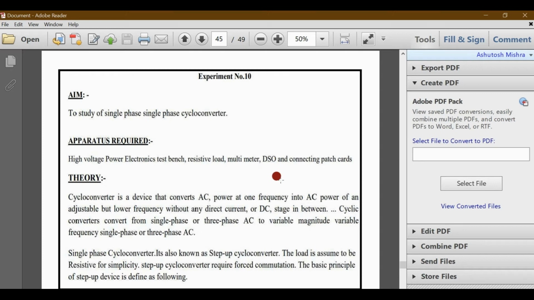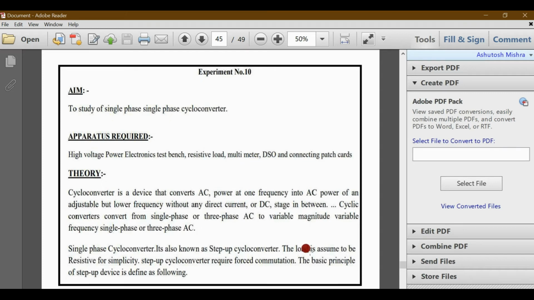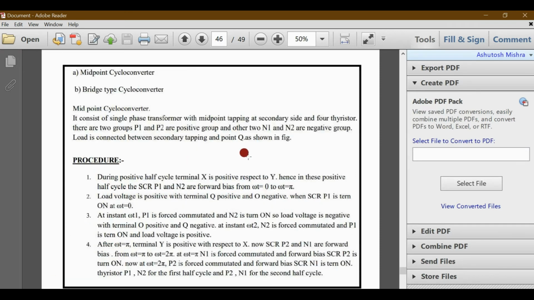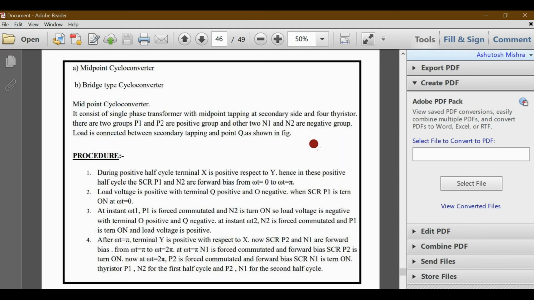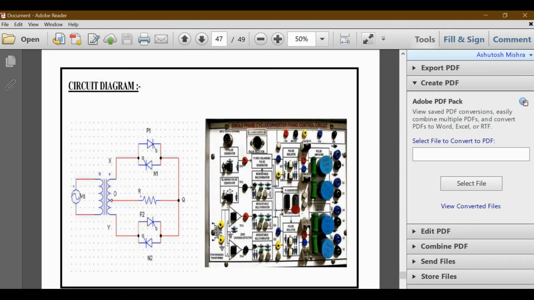The load is assumed to be resistive for simplicity, and the step up cycloconverter requires post commutation. The basic principle of the step up device is defined as follows. There are two types, the midpoint cycloconverter and the bridge type cycloconverter. Here is the diagram of the midpoint, also called center tap. This is the circuit diagram of the cycloconverter. This is the transformer, and this is the AC supply connected at the left side.